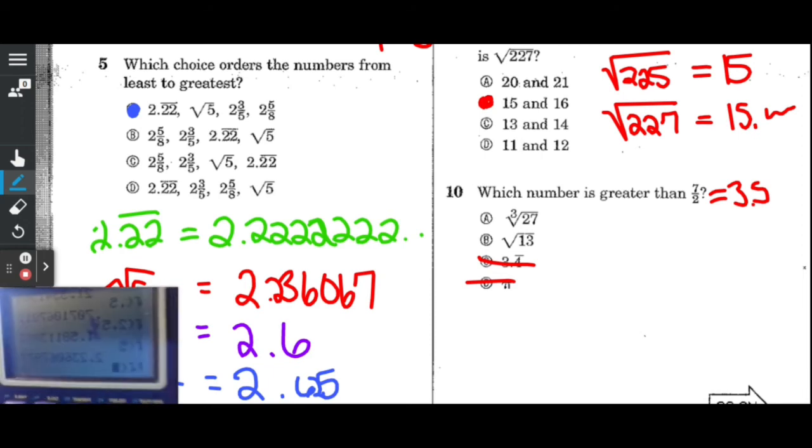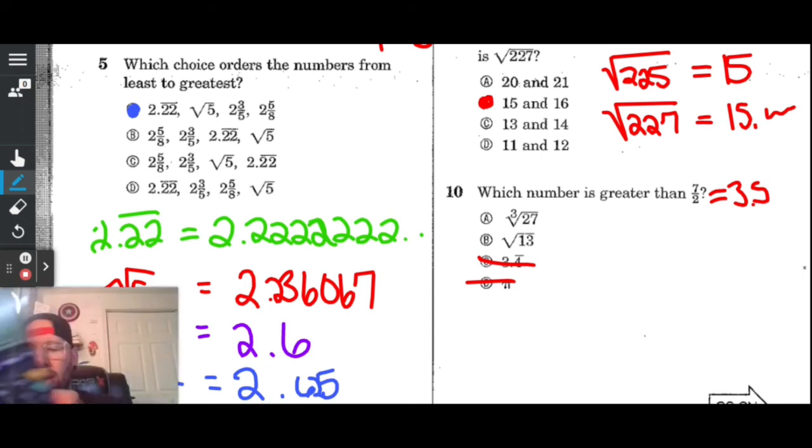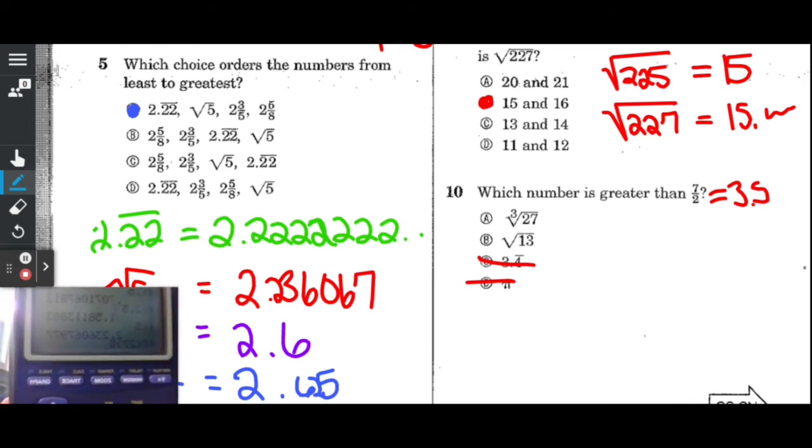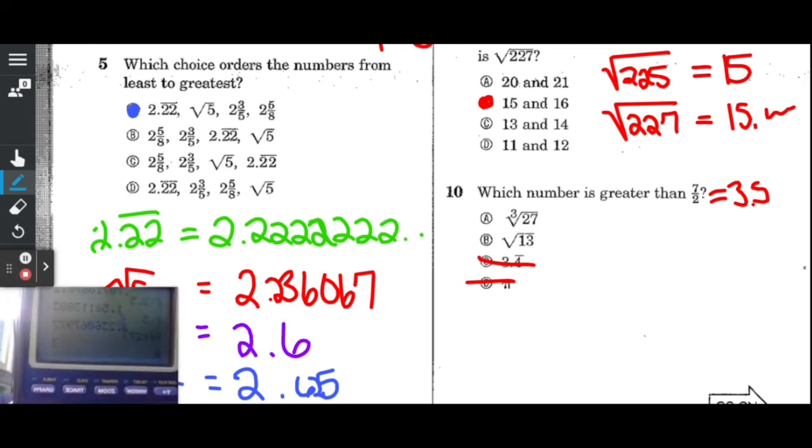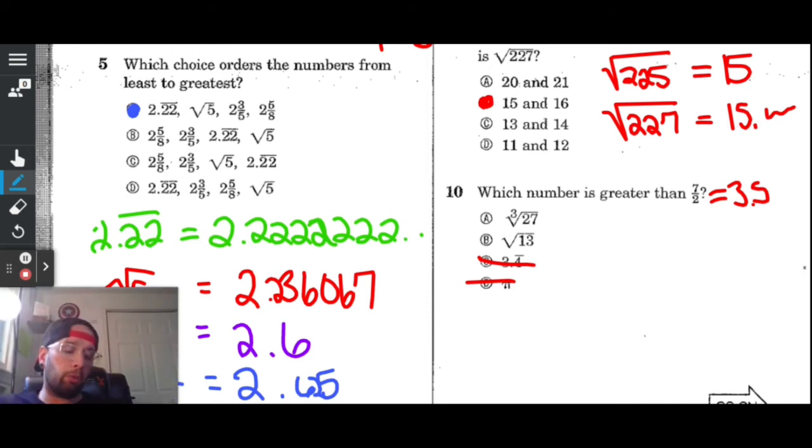So the cube root of 27 is going to be 3, which makes sense because 3 times 3 times 3 is 27. So is 3 greater than 3.5? No. So it's not going to be U.